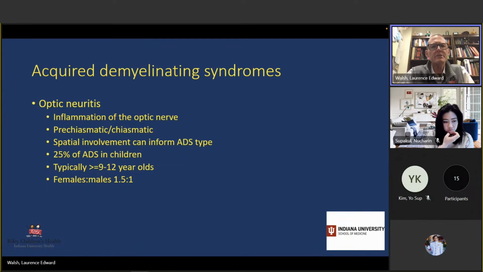So acquired demyelinating syndromes, we're just going to go through these pretty quickly. Optic neuritis is obviously inflammation of the optic nerve. It can be pre-chiasmatic or chiasmatic, pre-chiasmatic being anterior to the chiasm. The spatial involvement, as Dr. Wu pointed out, can inform the ADS subtype. About a quarter of children presenting with a first bout of an acquired demyelinating syndrome present with optic neuritis, typically a little bit older kids, and females slightly more predominant than males.